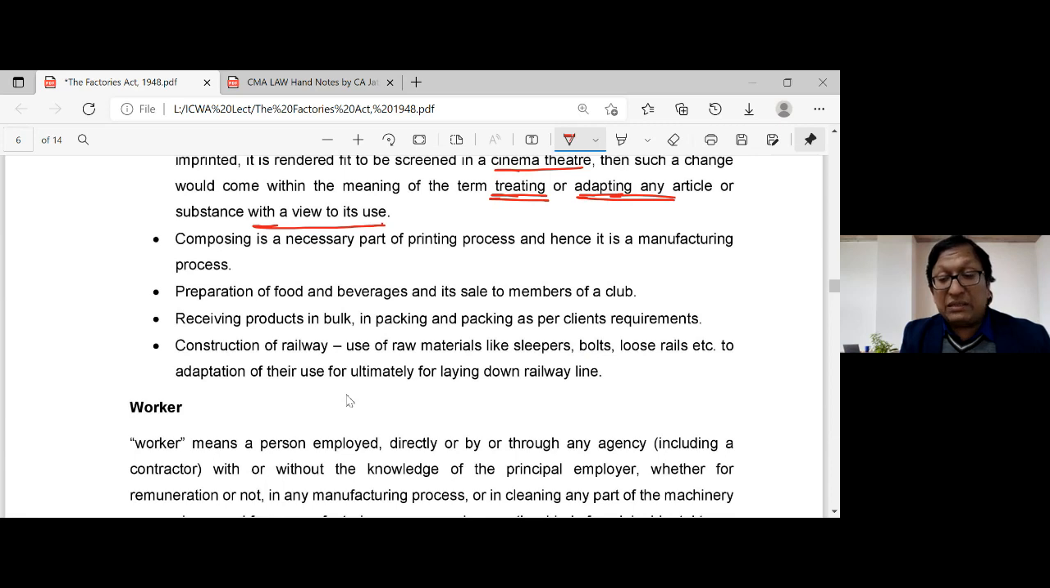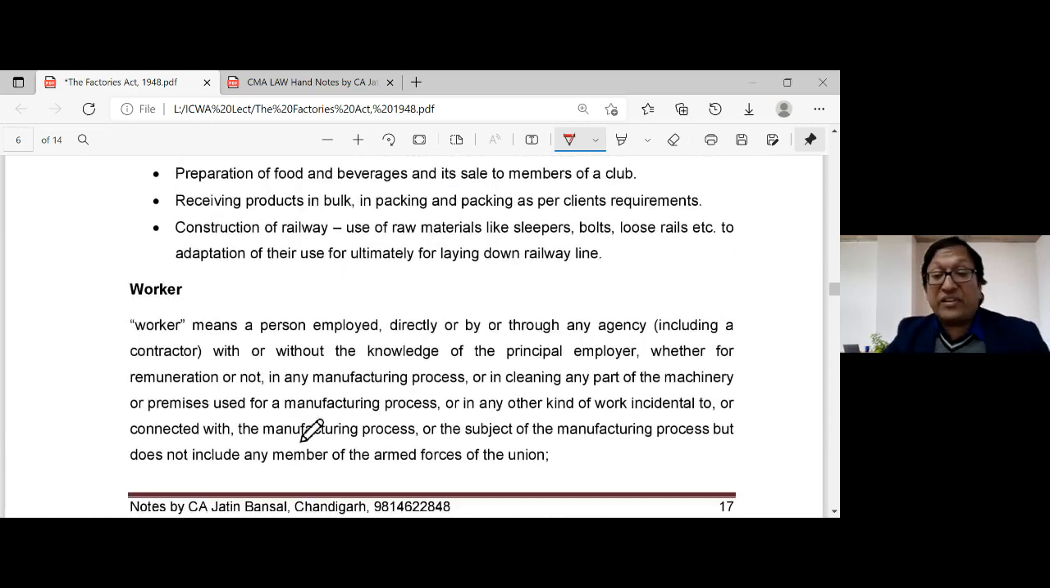Receiving products in bulk, then packing them as per the requirement of the customers, that is also a manufacturing process. Construction of railways, from the use of raw material like sleepers, bolts, loose rails to their adaptation for ultimately laying down the railway line, is also a manufacturing process.